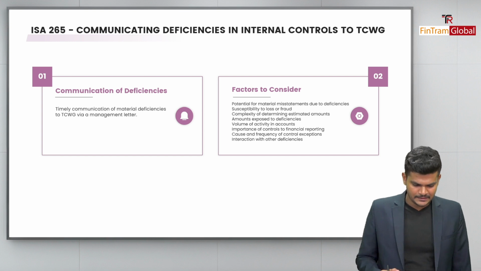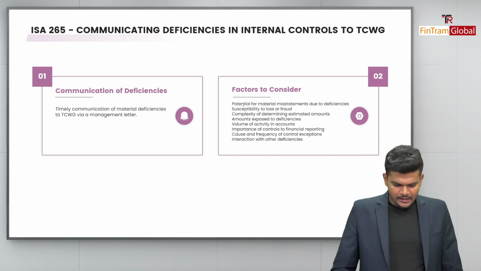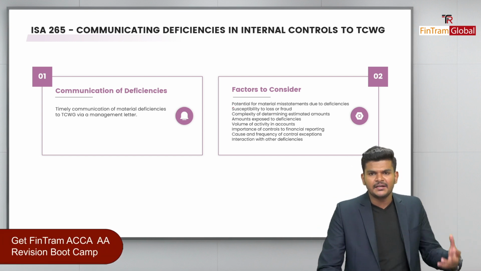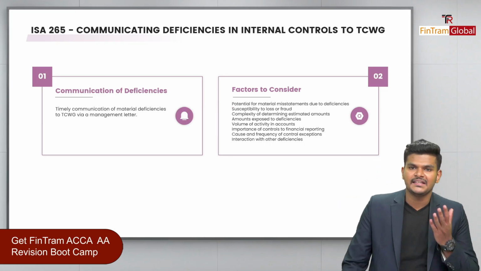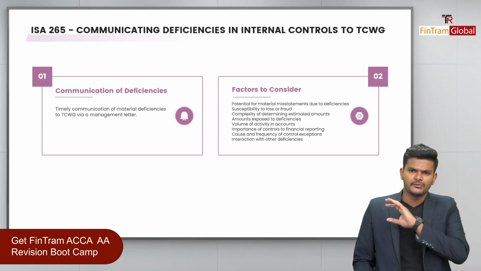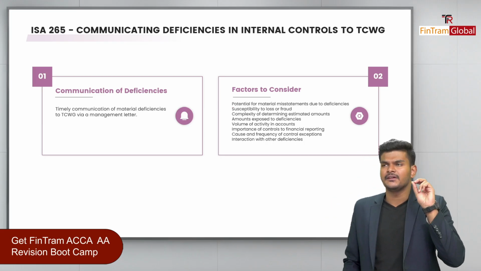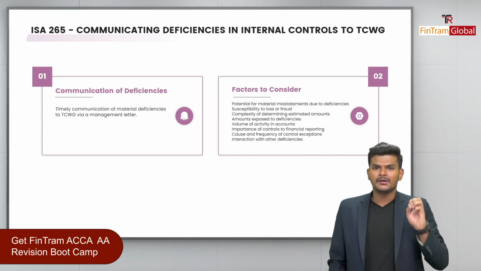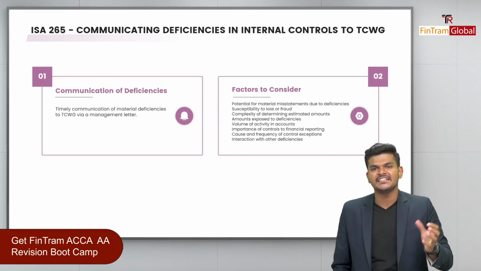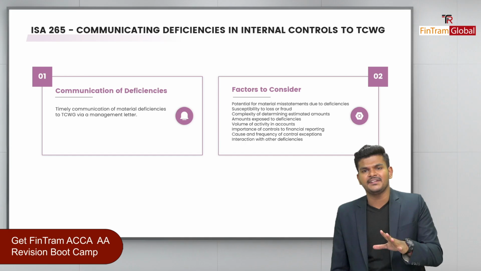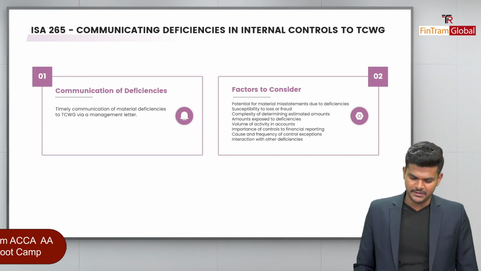Okay, folks. So that's basically the idea. And what are the factors that determine whether a particular deficiency is significant or not? Basically, the go-to method is to look into the financial impact. What is the financial impact that a particular deficiency can create? If it is too significant or material, then it's a significant deficiency. That's just it.